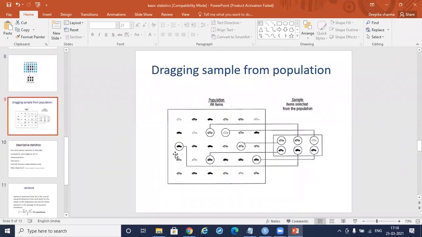Suppose here there are a number of cars. I want to take a sample, average mileage of the cars. So I can't take all the cars because all the cars are the population. I'm just taking a sample of the cars. So only a few selected cars we can take and find out the average speed of the car.